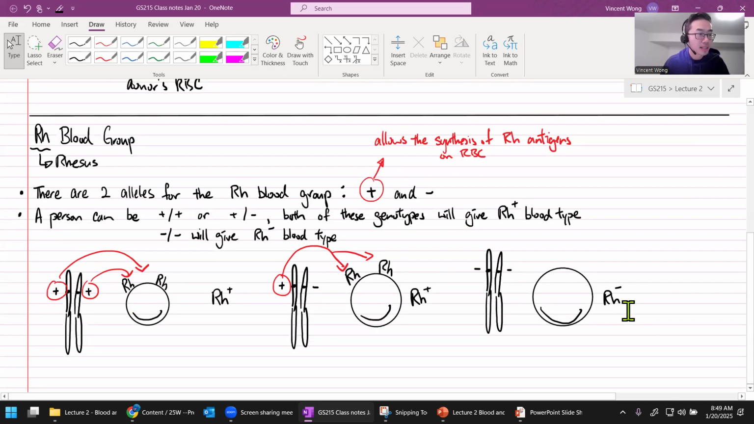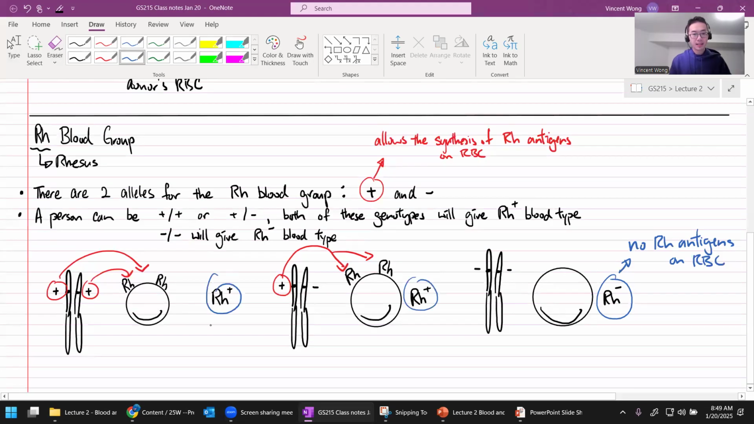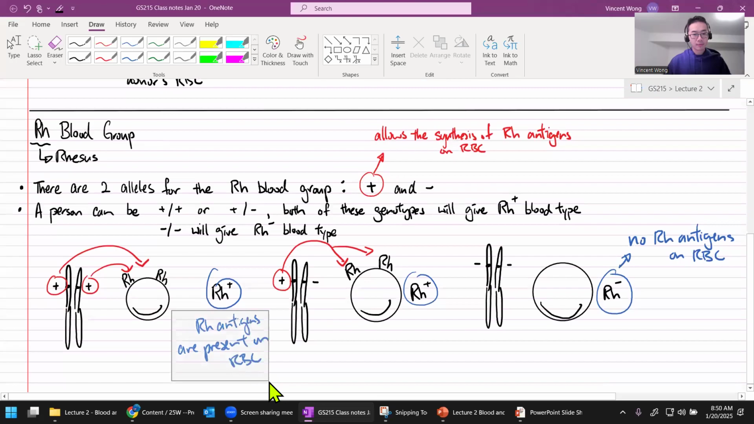Negative does not mean absence. Absence allele is just a name. Yeah, so if someone is Rh negative, let's write it down. What does Rh negative mean? Rh negative means no Rh antigen. Antigen is just a protein, okay? No Rh antigens on RBC. Rh positive means Rh antigens are present on RBC. Okay.